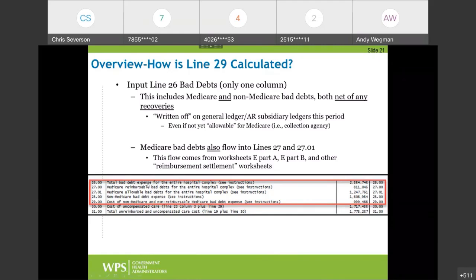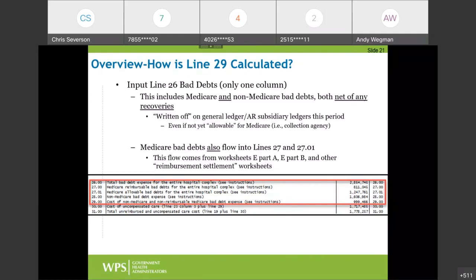So we don't want to see the bad debt expense from your financial statements. That's virtually never going to be the proper number. It's the amount of write-offs. If you dig into line 26's instruction, it makes it clear that it's a write-off. Specifically, we're looking for, again, both Medicare and non-Medicare that have been written off of your general ledger, your accounts receivable subsidiary ledgers during that period.